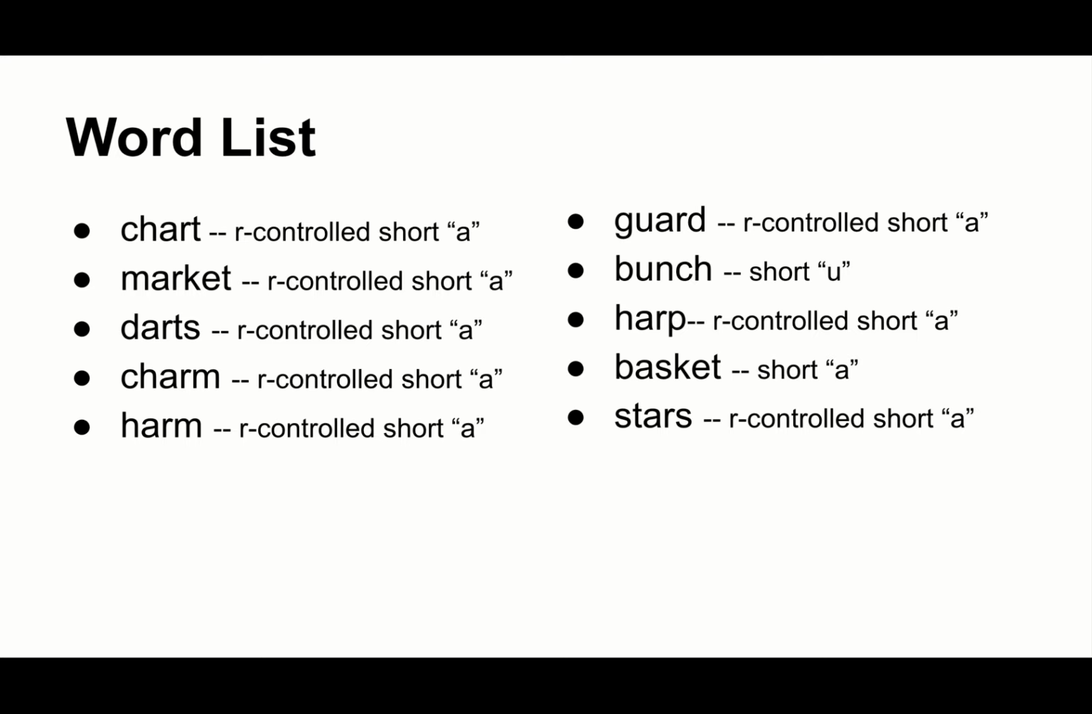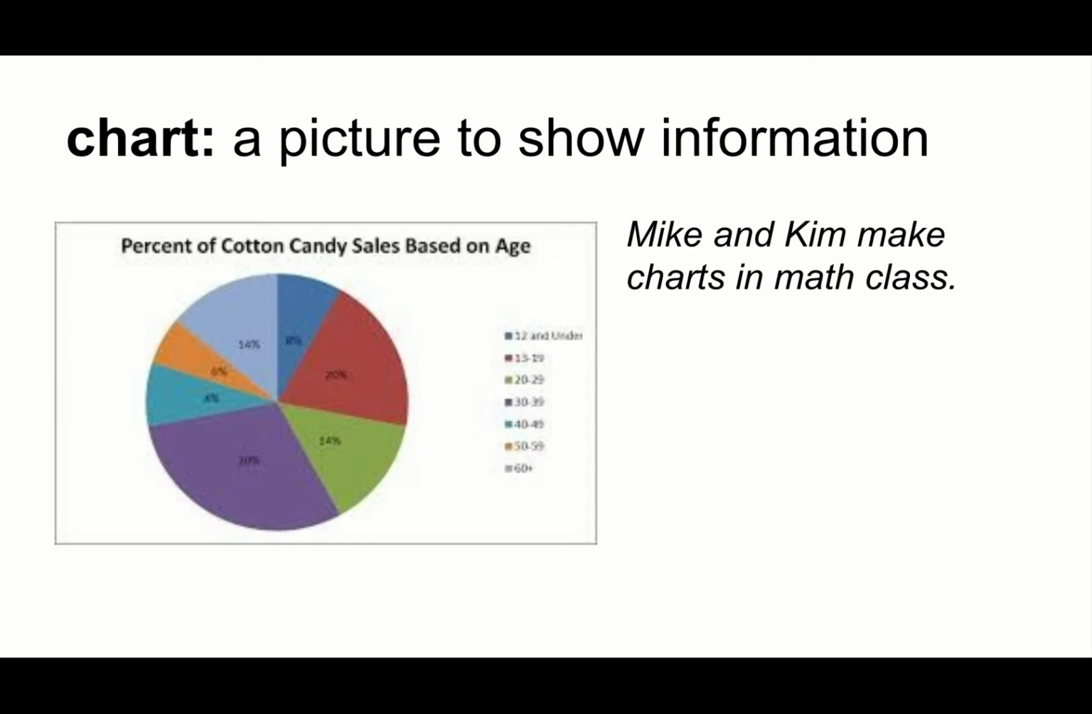Okay, now we're going to learn what these words mean and why they are in our story. I say, you say, chart. Chart is a picture to show information. So this story is about two characters, Mike and Kim. Mike and Kim are in high school and they are friends. The beginning of the book tells us some ways that Mike and Kim spend time together inside school and outside school. Mike and Kim make charts in math class, so they have math class together.